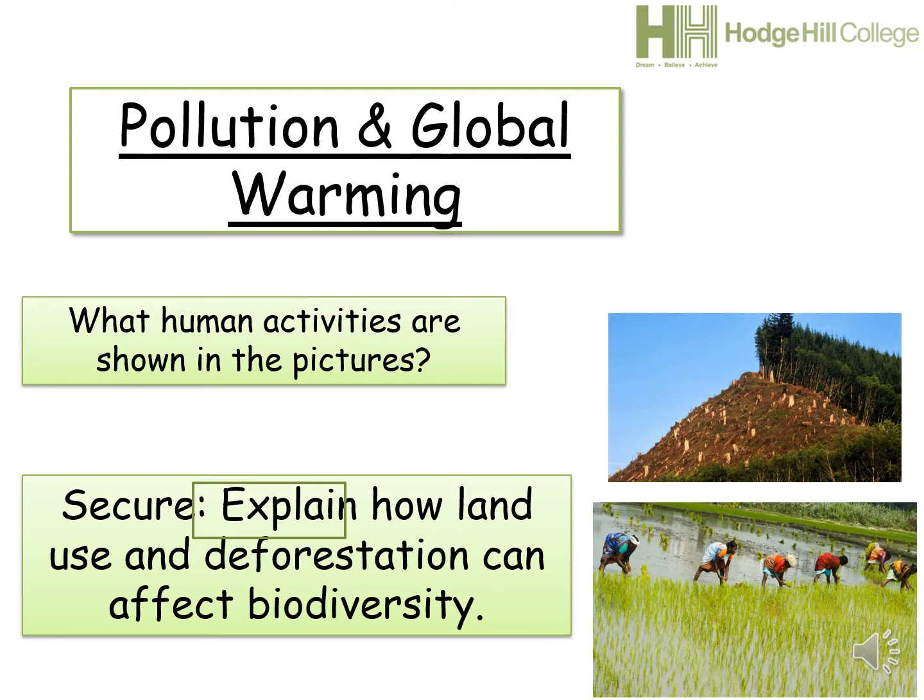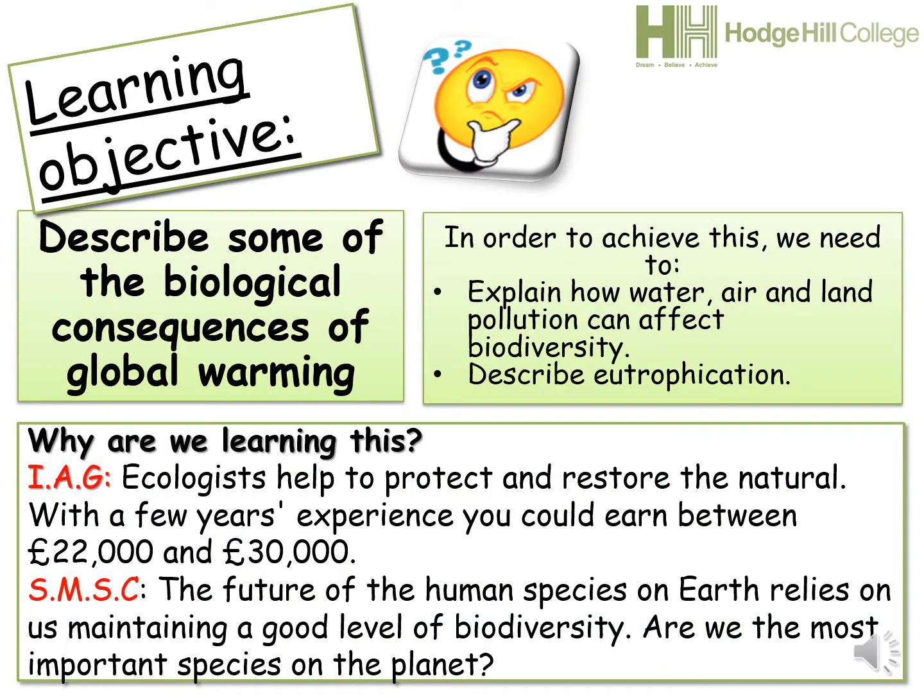We will look at this in the next few slides. So what we're going to look at is some of the biological consequences of global warming. To do this, we need to explain how water, air and land pollution can affect biodiversity. We will also look at eutrophication.